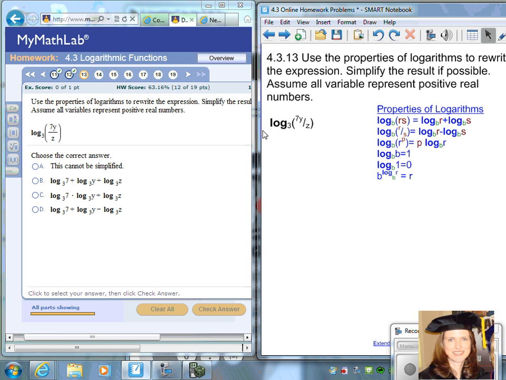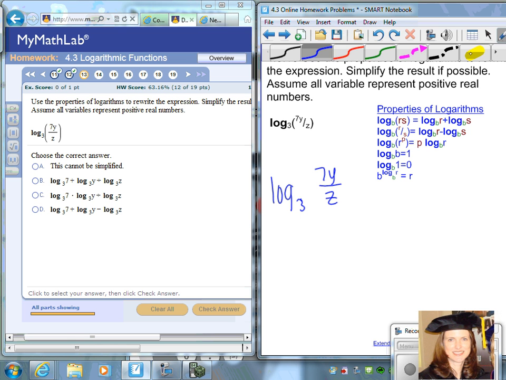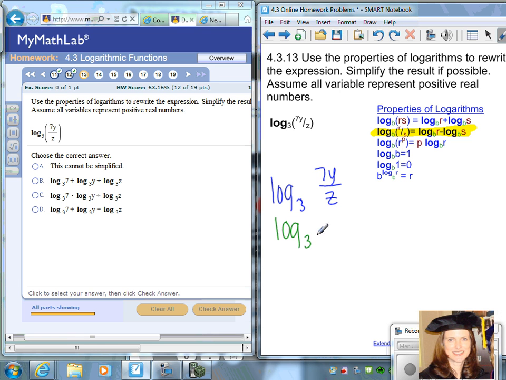Let's look at how we can simplify this logarithm, rewriting it by using the properties of logarithms. So we have log base 3 of 7y divided by z. First we're going to use the quotient property of logarithms because we have a quotient here. We're going to break this up into two logarithms, writing it as log base 3 of the numerator and log base 3 of the denominator, and putting a minus sign in between. The quotient property involves putting a minus sign in between.